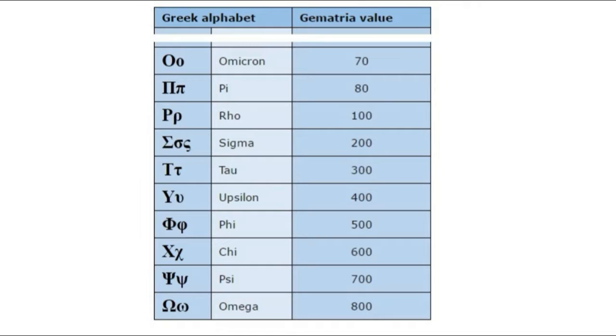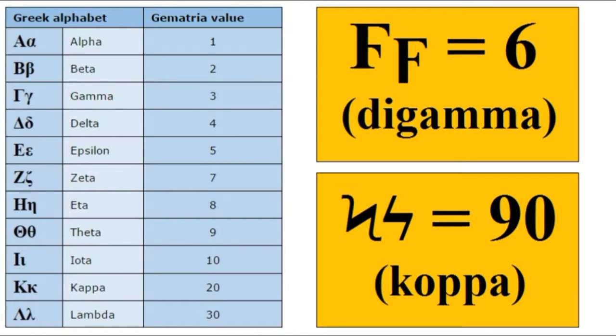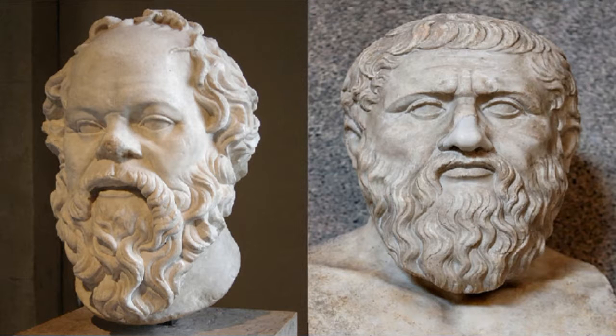There are no letters for numbers 6 and 90. This is because these two numbers were assigned to two letters that were no more in use by the time of Jesus. Remember that Greek was already a very old language by the time of Socrates and Plato, who lived about 4 centuries before Christ.